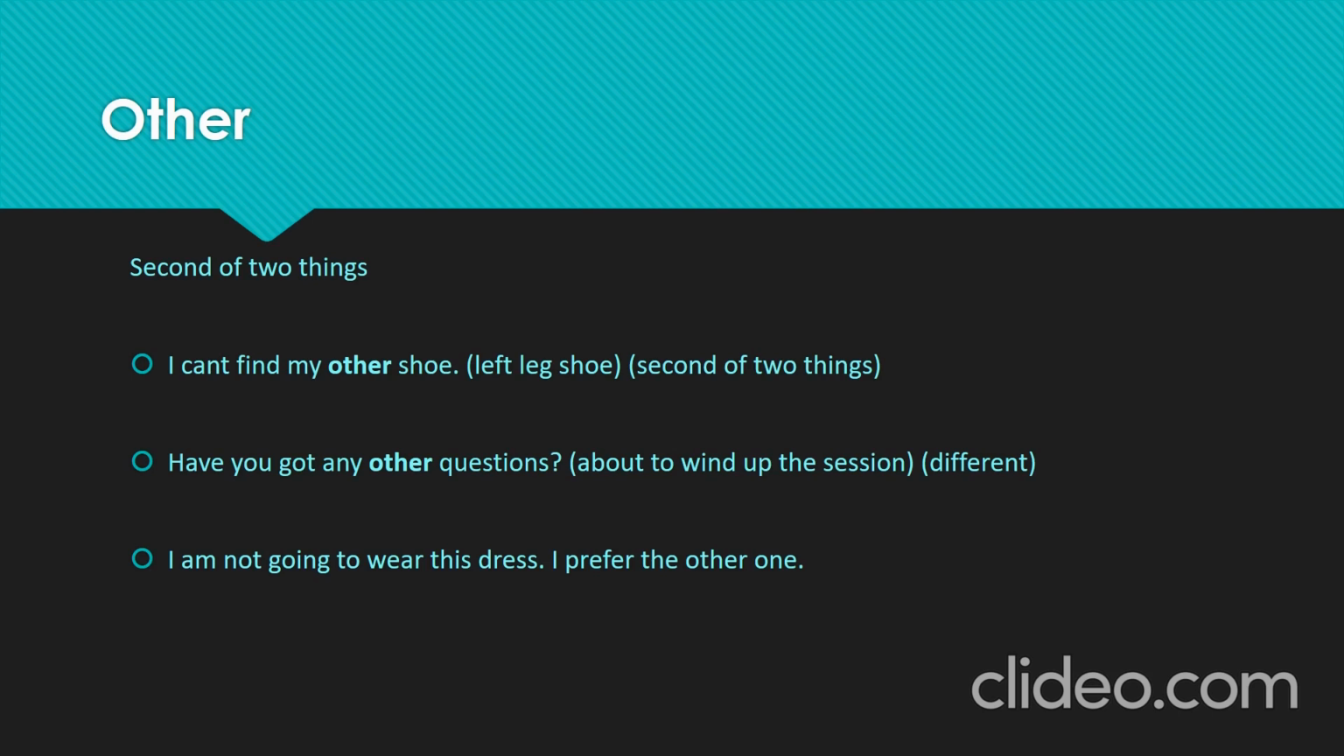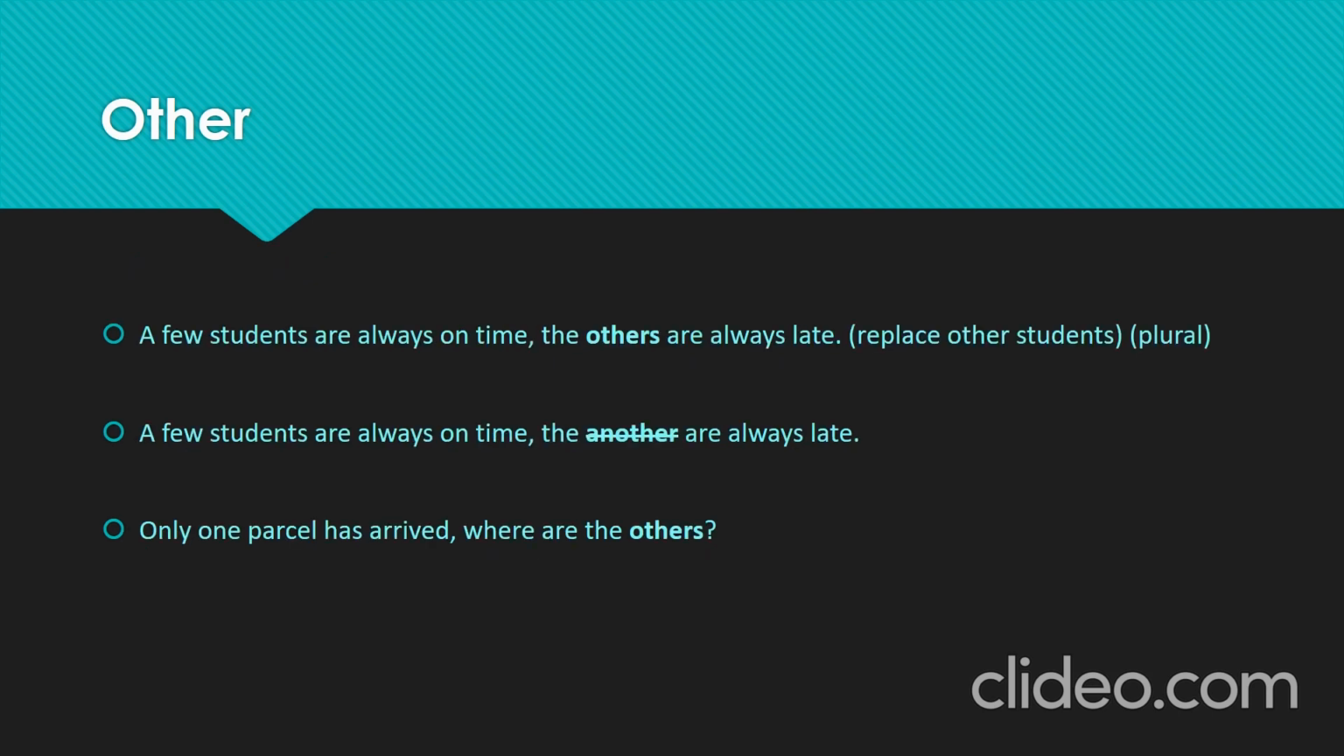I'm not going to wear this dress. I prefer the other one. So you have two dresses. If a few students are always on time, the others are always late. So this replaces other students, the plural form of other students. Instead of using other students, here you have used others.